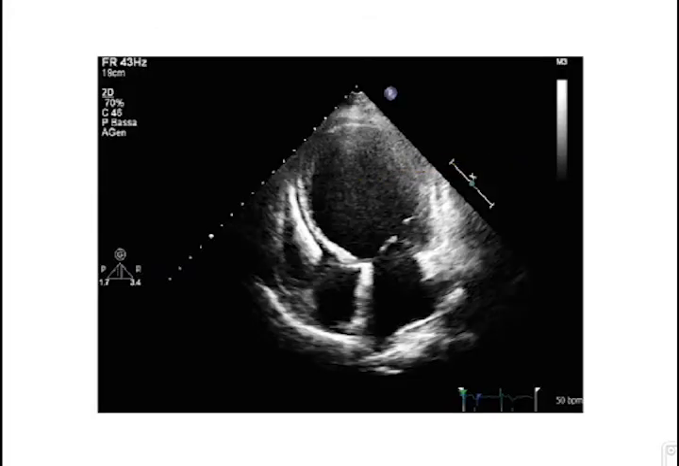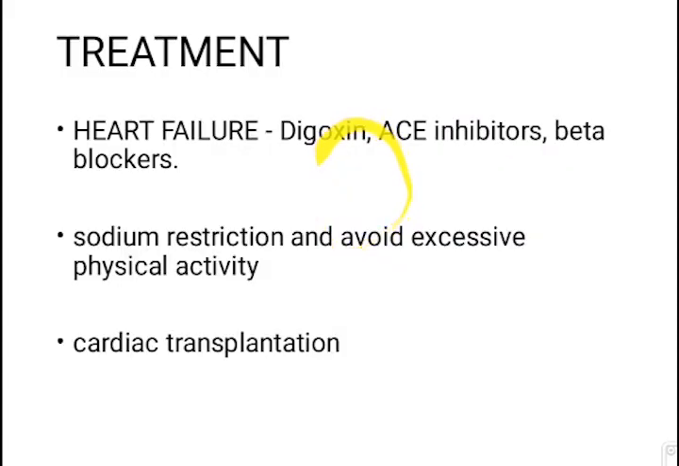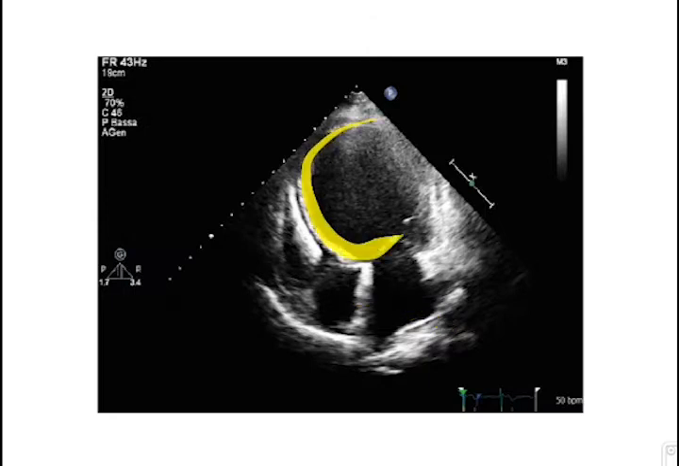I have shown here a picture of a 2D echo of a dilated cardiomyopathy case. This is the left ventricle. This is the left atrium. This is the right atrium. As you can see, this enlarged left ventricle has completely pushed out the minor right ventricle, and there is a thinning of the walls of the left ventricle over here.